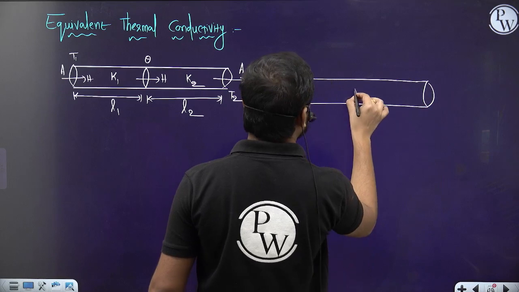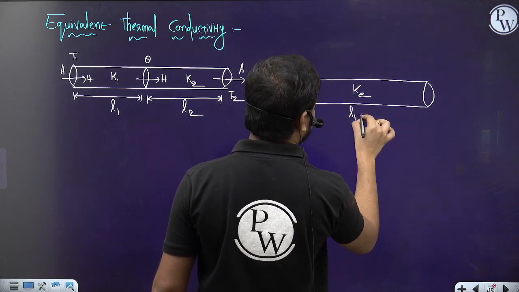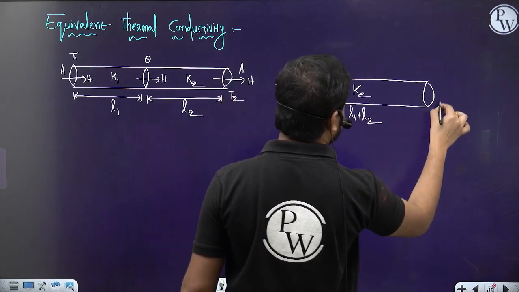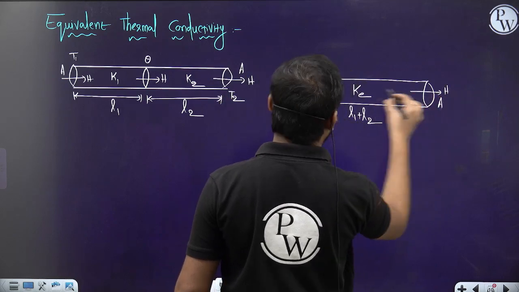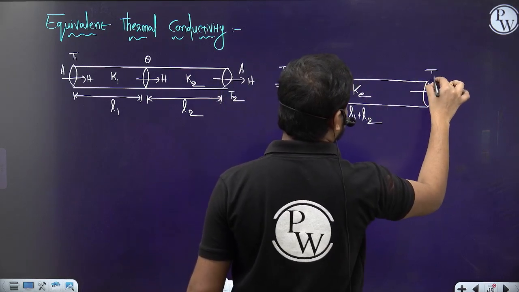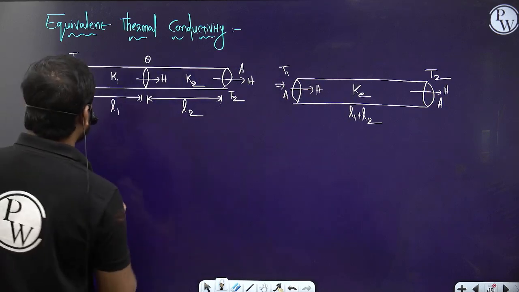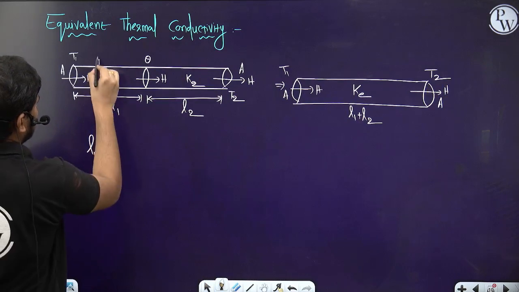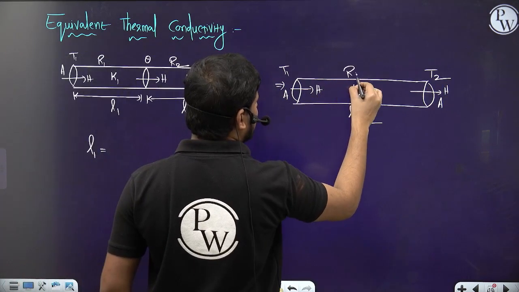So this is a K equivalent, and then the total length will become L1 plus L2. The cross sectional area is A, the heat current is H, here the temperature is T1 and here the temperature is T2. Let the thermal resistance of this one be R1, here R2, and here RTH.